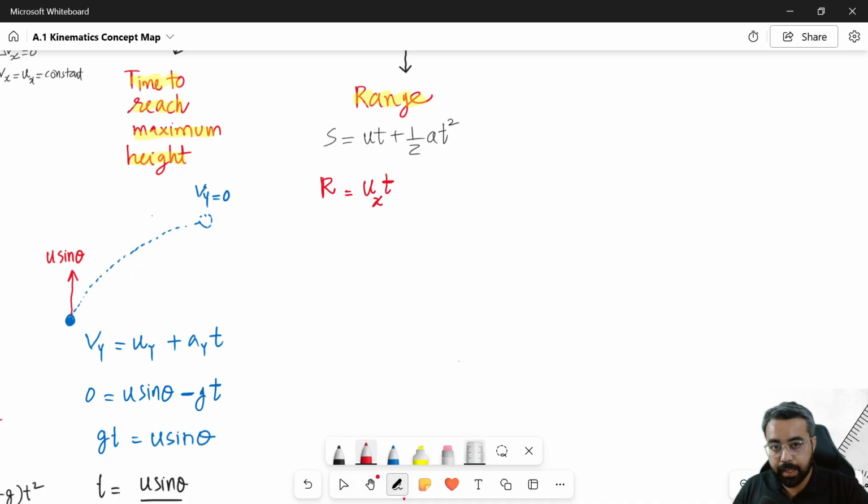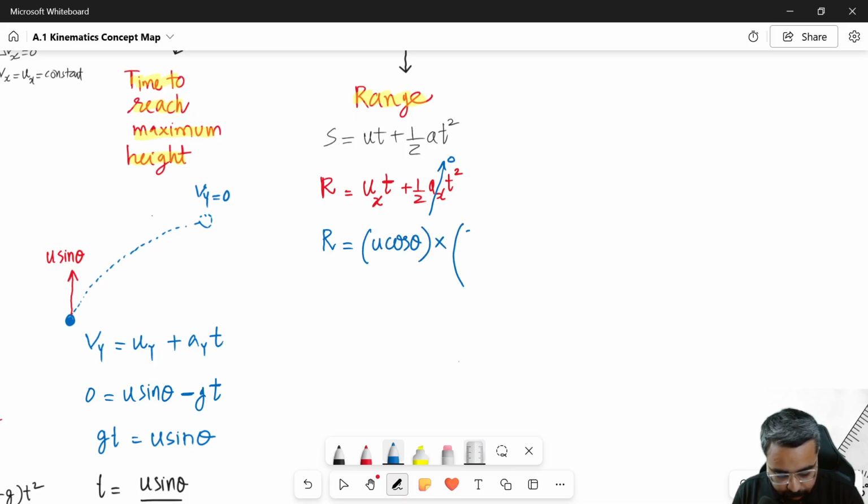Now this time t is the total time, the total time to cover the horizontal distance, plus 1 over 2 ax t squared. Students, ax is 0, right? We have a very good understanding of that. And ux, you remember, I had made the components of velocity, times t, where the total time was 2u sine theta over g. In fact, I should use the capital T here because this is the total time.